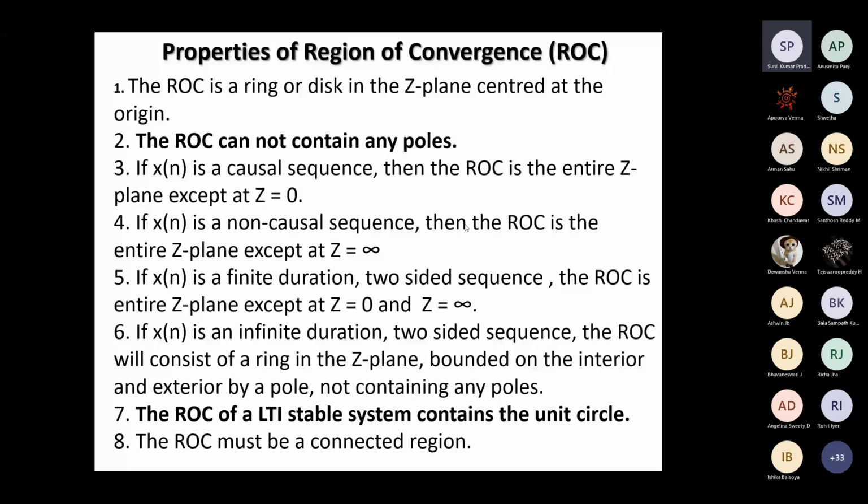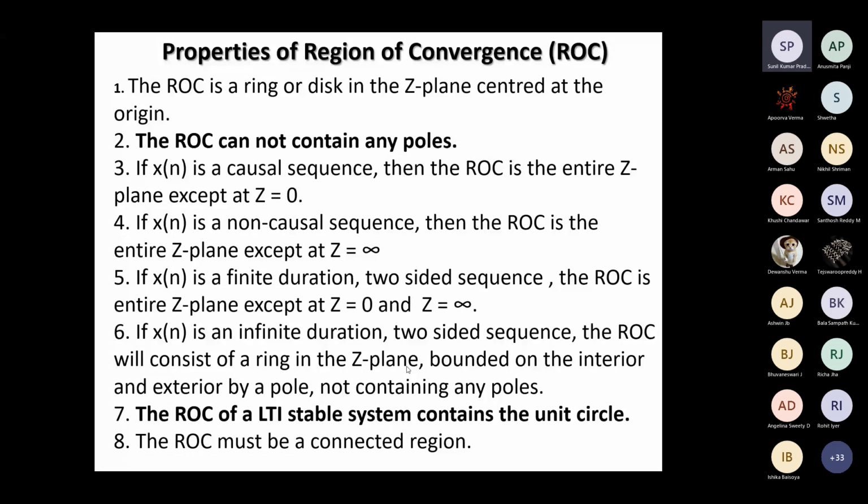And if it is a finite duration sequence, that means a two-sided sequence, your region of convergence will be all Z except z equal to 0 and z equal to infinity. Now this is all about finite duration sequences. But for an infinite duration sequence, if x(n) is of infinite duration, or two-sided sequences, the region of convergence will consist of a ring in the Z plane bounded on the interior and exterior by a pole, not containing any poles. Okay, so that is very important.